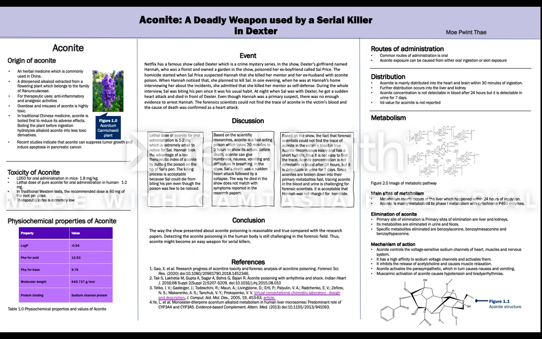As a conclusion, I would say the way the show presented the aconite poisoning is reasonable and true compared to the research papers. Detecting the aconite poisoning in the human body is still challenging for the forensic science field. That's why I think aconite might become a very easy weapon for serial killers.